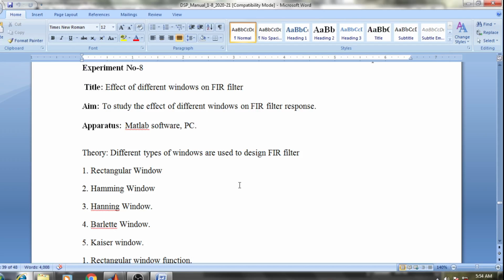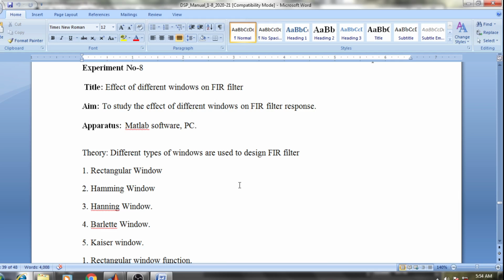Good morning, friends. Today we are going to discuss the 8th experiment of the digital signal processing lab. Here I am giving you the experiment: the effect of different windows on an FIR filter.